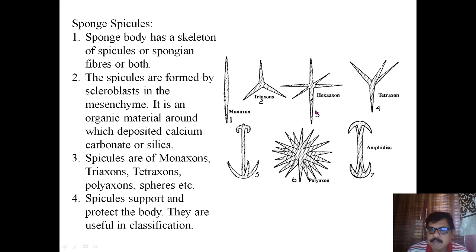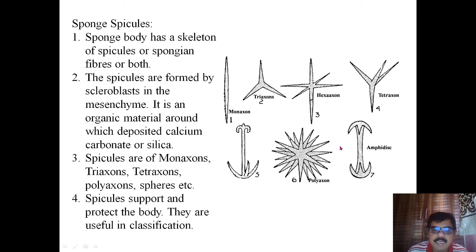If both the structures are umbrella-like and are toward both ends, then it is called an amphidisk. If it has many structures, then it is called polyxons. Like this is also polyxons. So these are the structures. This is an anchor shape structure.